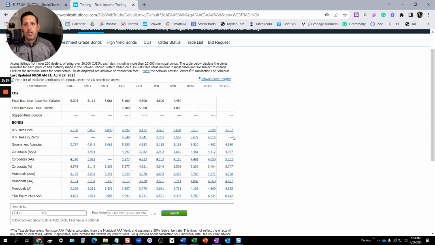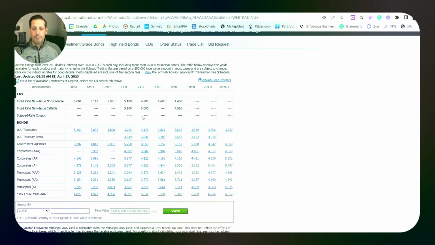So right now, you're being rewarded with less risk, which normally in an investment market is not the case. You can see here, we've got a 3-month treasury paying 5.15, a 6-month, 9-month is 4.89, and so on and so forth. And you've got CDs, which are FDIC insured, paying a little bit more than the treasuries depending on where you are on the curve. Treasuries are not FDIC insured. They are backed by the full faith and credit of the U.S. government, but they are not FDIC insured.